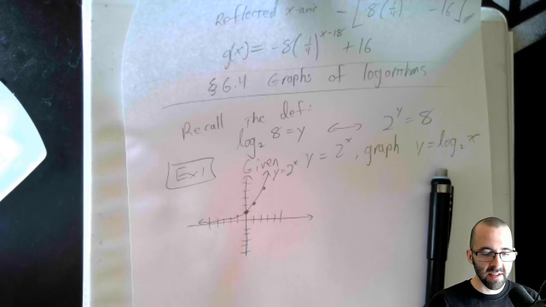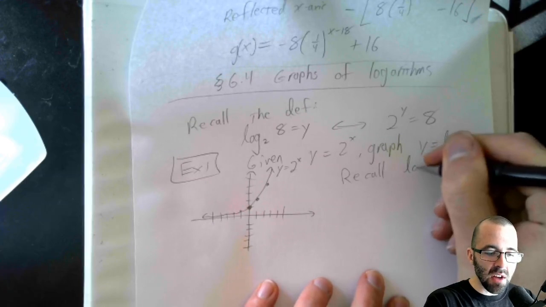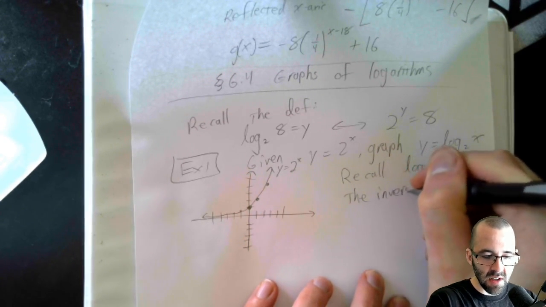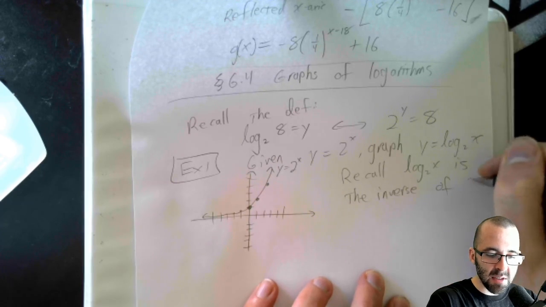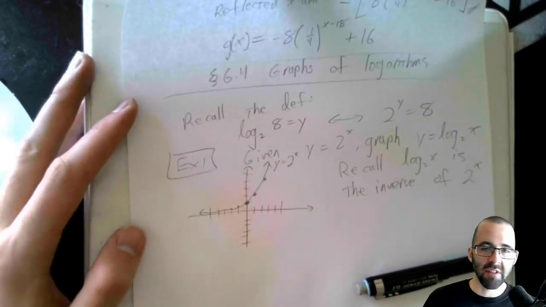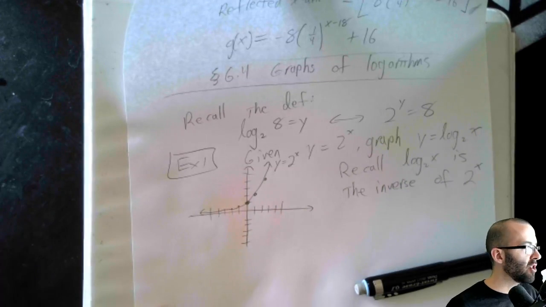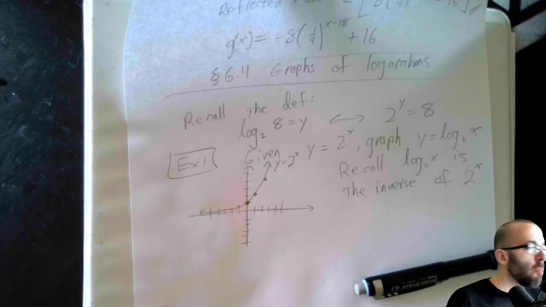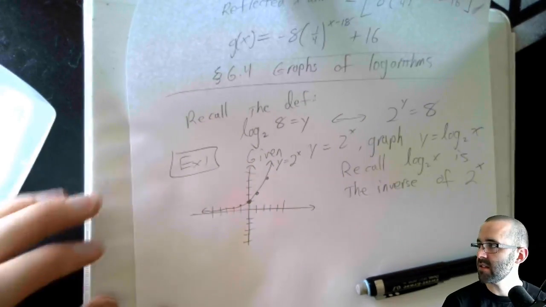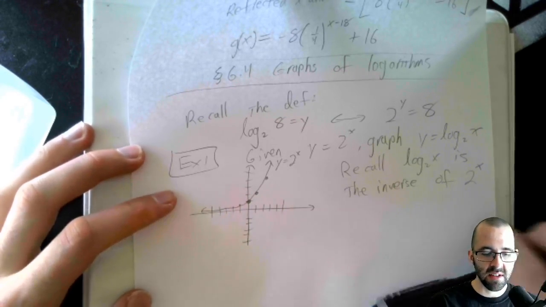Remember that log base 2 of x is the inverse function of the exponential function 2 to the x. Exponentials and logarithms are inverses of each other. It's one of the most important things to remember of this chapter. Exponentials and logarithms are inverses. So all you have to do is graph the inverse function of this.